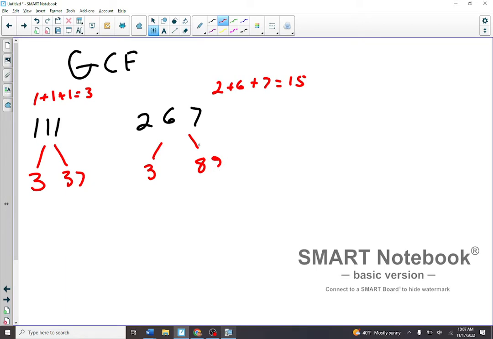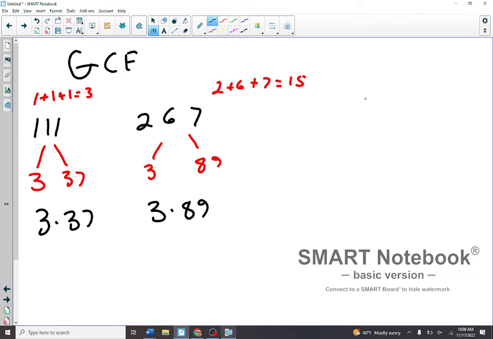Notice how all the skills feed into each other. You could do the square root thing for 89, but hopefully you eventually figure it out. If it's not a whole number, then there's... If there's no whole numbers, then it's prime. You'll figure out eventually that 89 is prime and 37 is prime. So both of these are the primes. So the prime factorization for each one is 3 times 37 and 3 times 89.